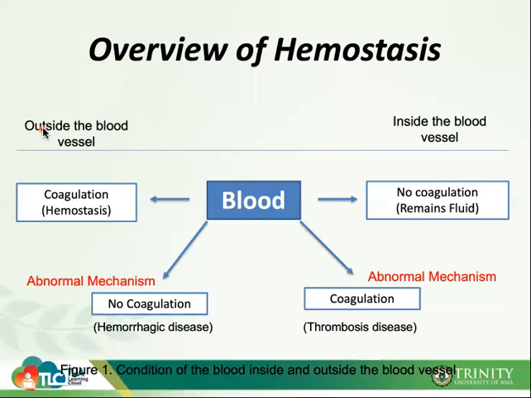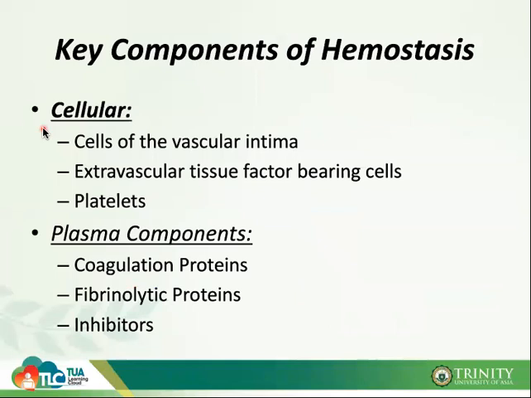So in addition to that, when we talk about hemostasis, it's not just the job of your platelets. Although platelet is one key player, platelet is not alone. So for us to be able to understand how hemostasis happens, we will also be talking today about the different key components of hemostasis. There are two general classifications of the components of hemostasis. First are the cellular components and second are the plasma components.